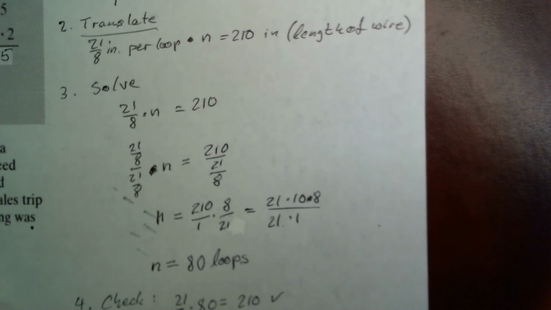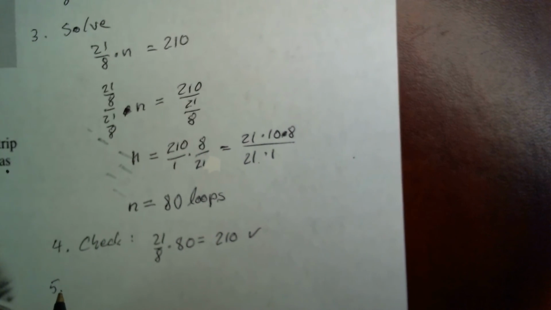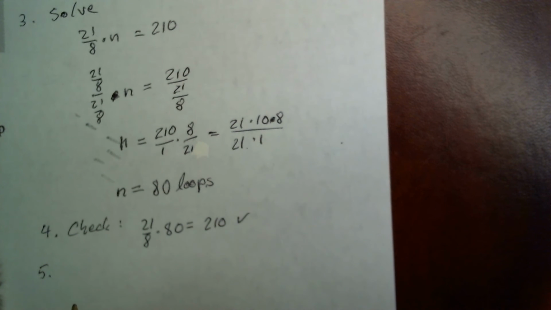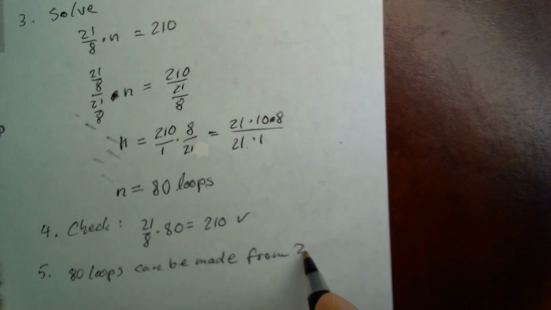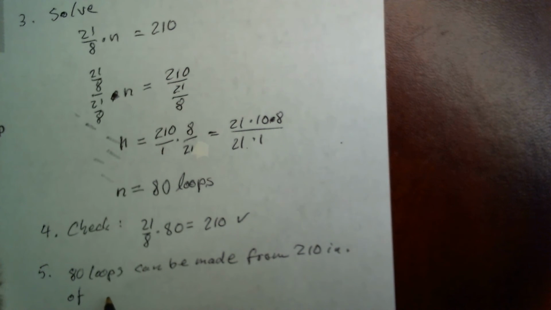And now number 5, we state our answer by saying 80 loops. State our answer: 80 loops can be made from 210 inches of wire using 21/8 inches per loop.